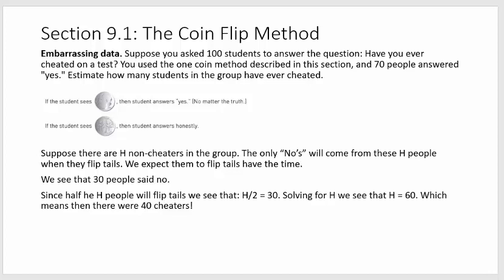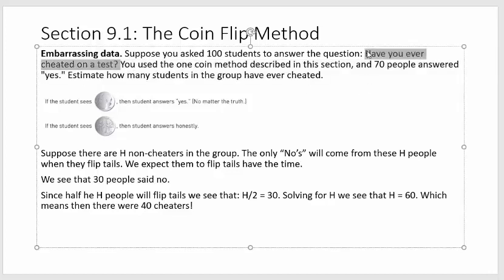Suppose you ask 100 students, so you have 100 students in a class, to answer the following question. Have you ever cheated on a test? Okay, so here's the question. Have you ever cheated on a test? Now, if you ask this just to a person, they might not answer honestly. So here's what you do. You do this anonymously with the students, okay?